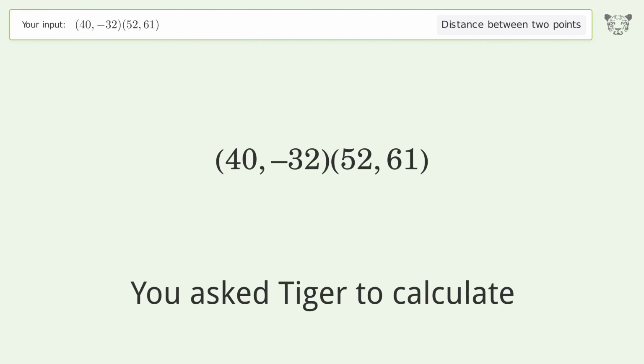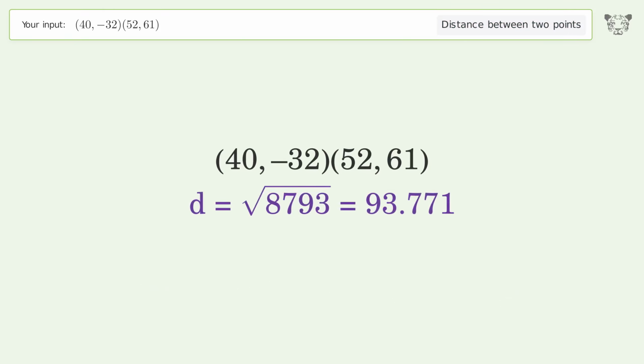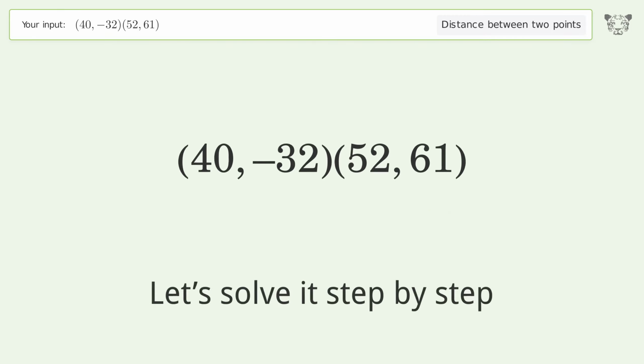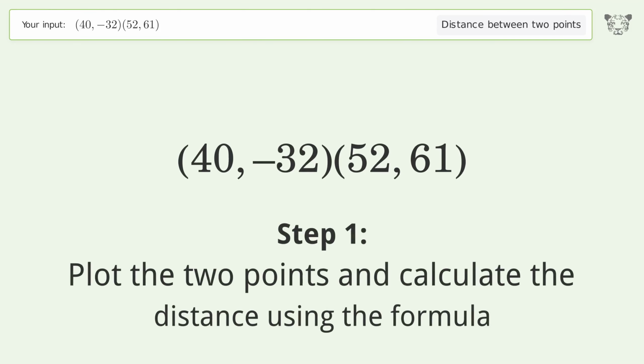You ask Tiger to calculate. This deals with the distance between 2 points. The distance between the 2 points is the square root of 8,793, or 93.771. Let's solve it step by step. Plot the 2 points and calculate the distance using the formula.